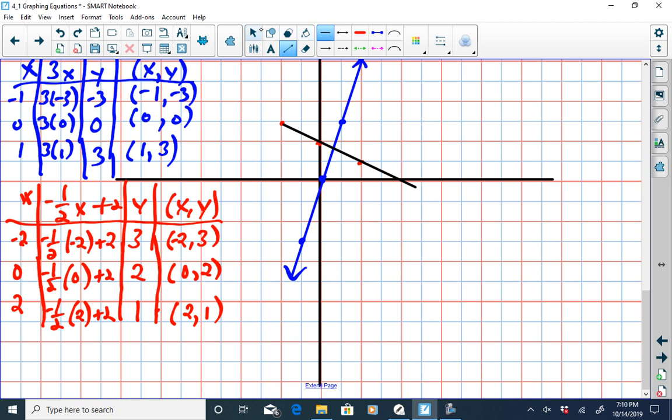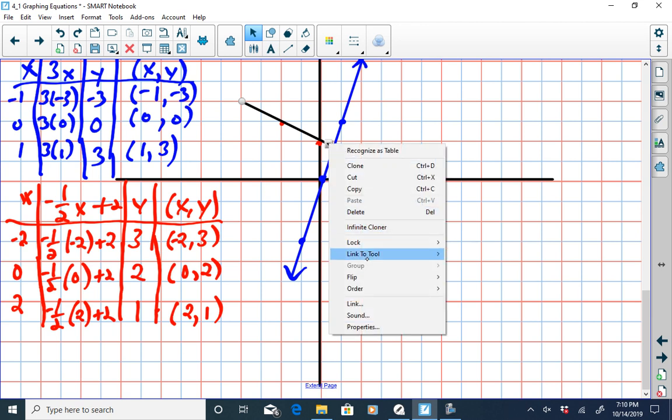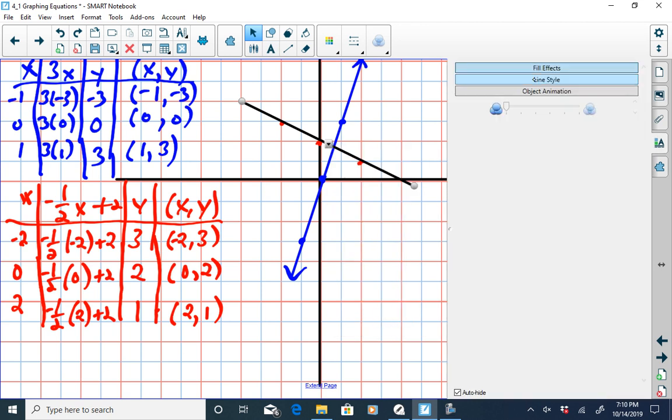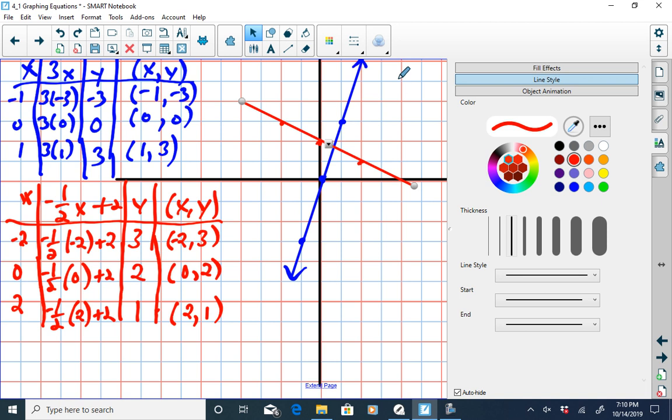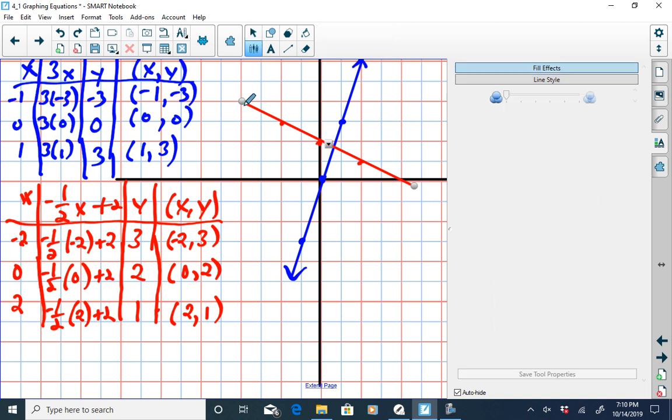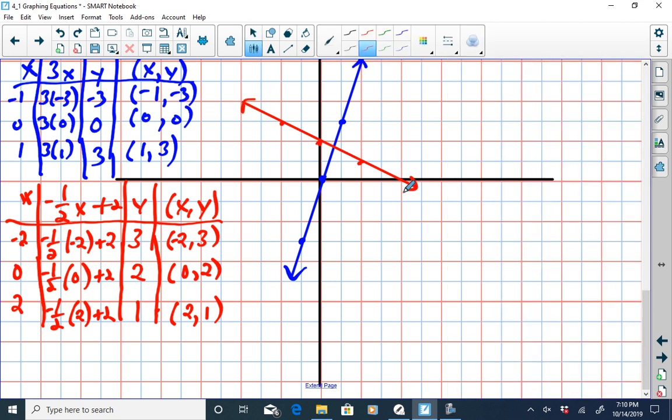All right? So I'm just going to extend this line a bit. I'm going to change the color, make that red. Properties, and let's make that red. And I always want to put the arrows at the end of the line. Arrow here, and that would be the graph of y equals -1/2 x plus 2.